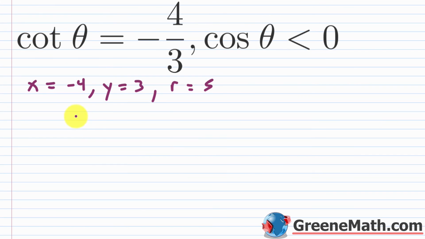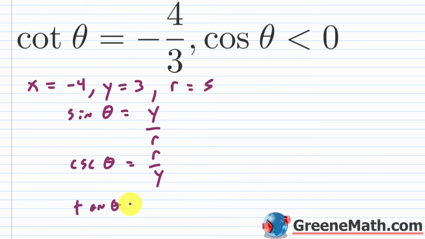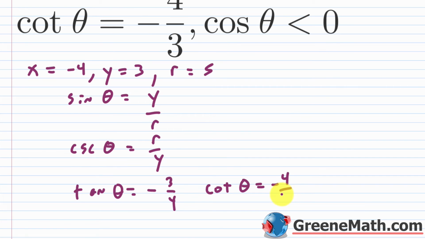So let's go through and write everything out. We have the sine of theta is y over r. And then you have your cosecant of theta, which is r over y. And then you have your tangent of theta, which is y over x. But again, you can just flip the cotangent of theta. So this is just -3/4. So we already have that one. And then let me write this over here. So the cotangent of theta, just so we have it, is going to be -4/3 like this.